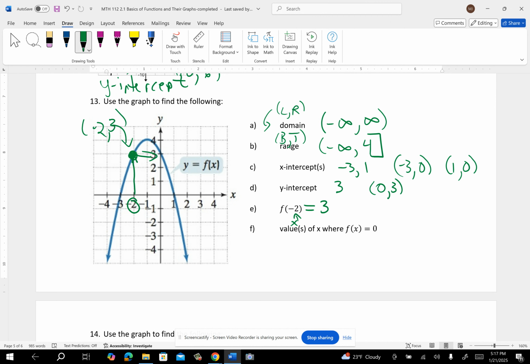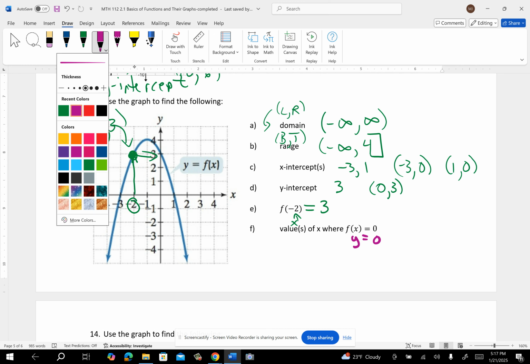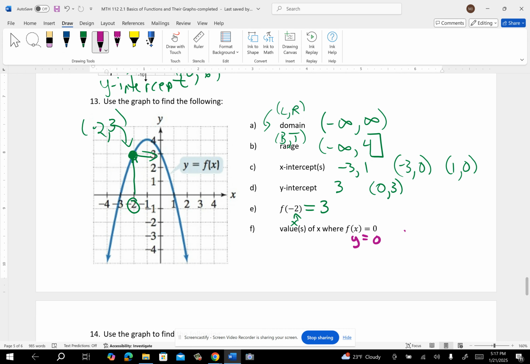And then if they were to ask you for the values of x where f of x equals 0, that's when you should think, if f of x equals 0, that means y equals 0. Let me make that a little skinnier. Well, y equals 0 anytime I'm on the x-axis. So here's a point where y equals 0 on the function, and here's another point on the function where y equals 0. So it would turn out to be -3 and also 1. Not a point, but two separate x values.